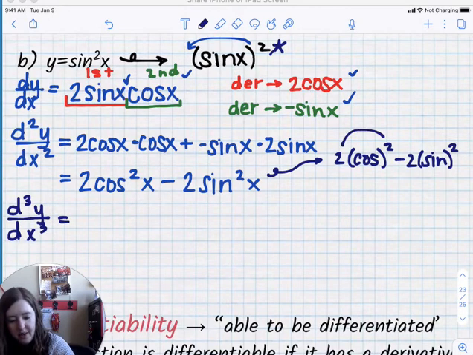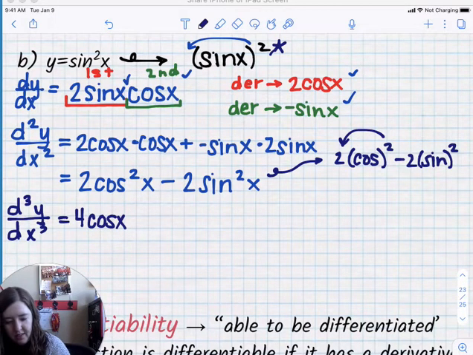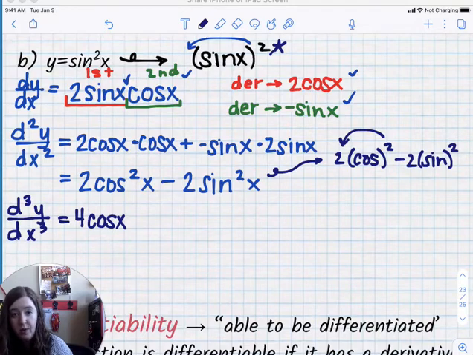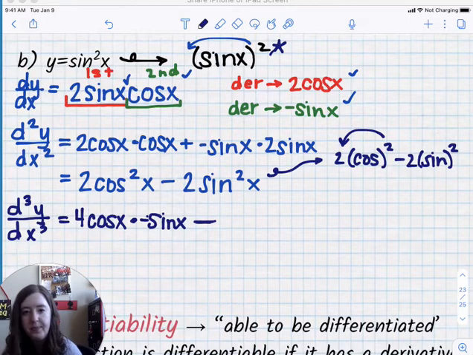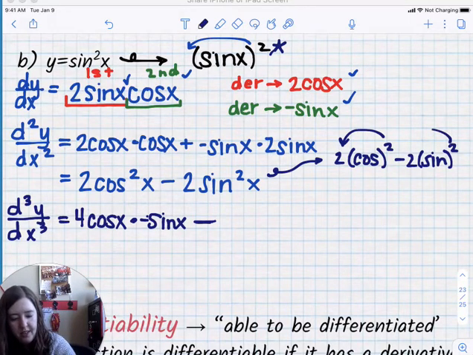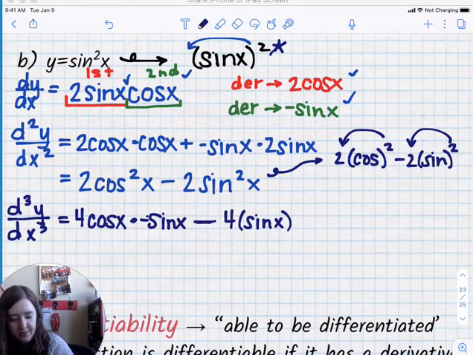So we're going to bring down our power. We'll get 4. And then remember the inside stays the same, so we're still going to keep cosine. Subtract 1 from the power, now it's 1. Now we'll multiply by the derivative of the inside. The derivative of cosine is negative sine. Minus. Once again, we'll bring down that 2, so 2 times 2 is 4. We're going to keep the inside the same with sine. Subtract 1 from the power is 1. And then we'll multiply by the derivative of sine, which is cosine.